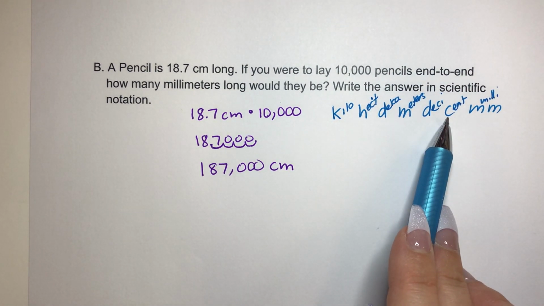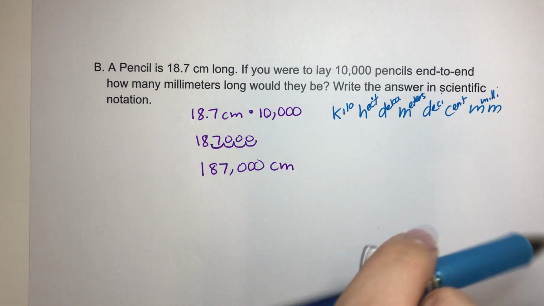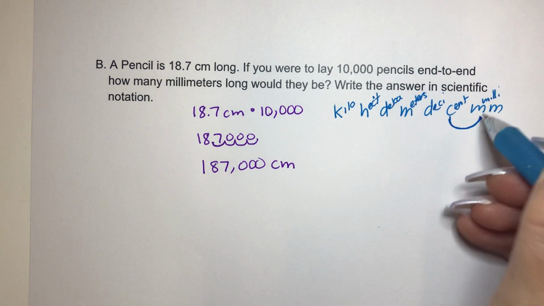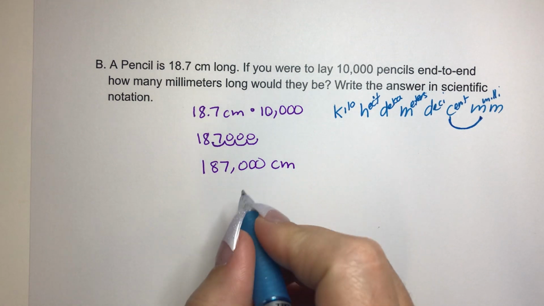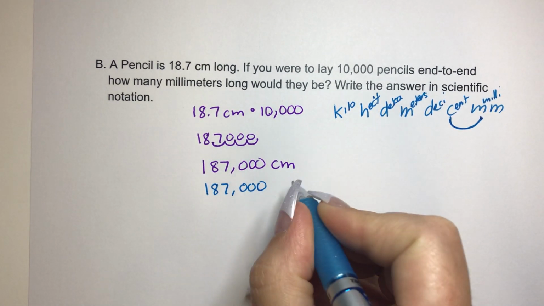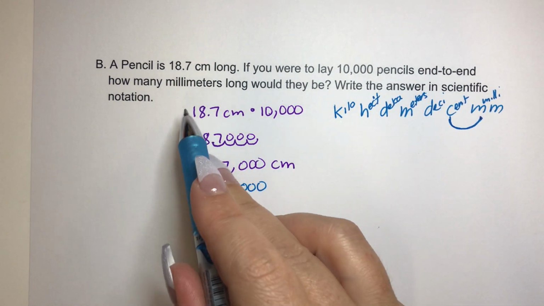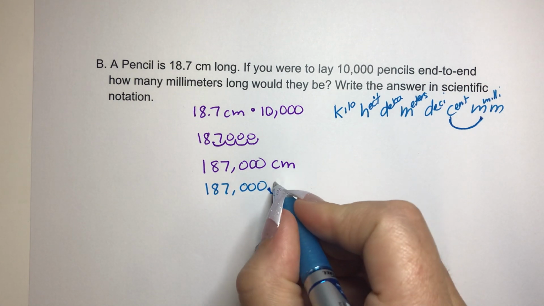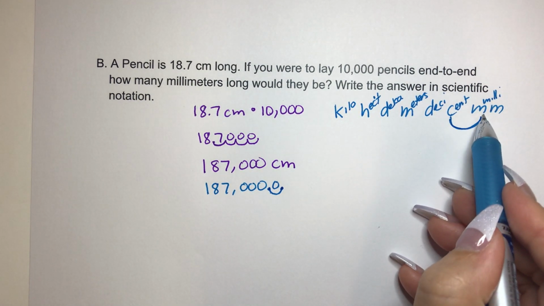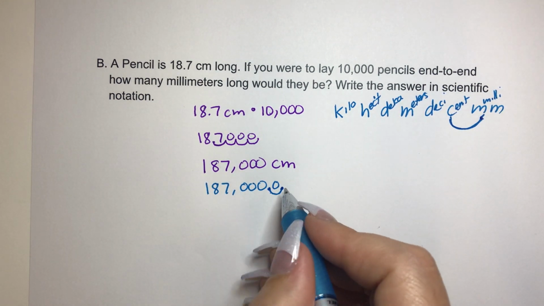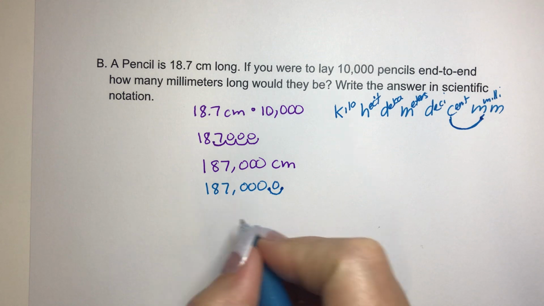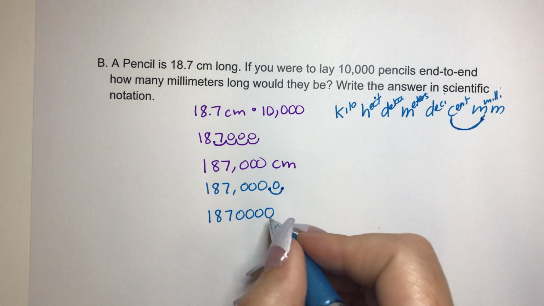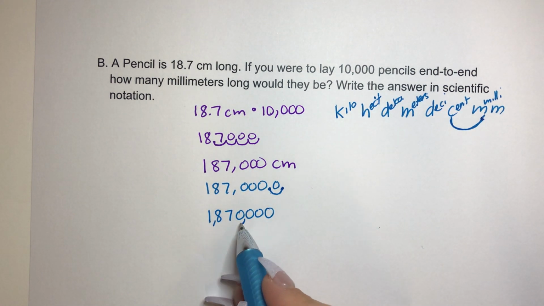So if we are at centimeters, which we are, and we need to convert to millimeters, there's one loopy, so that means we have to move it over one place, from centimeters to millimeters. Which makes sense, because there are a lot more millimeters than there are centimeters. So the answer would be 1,870,000.